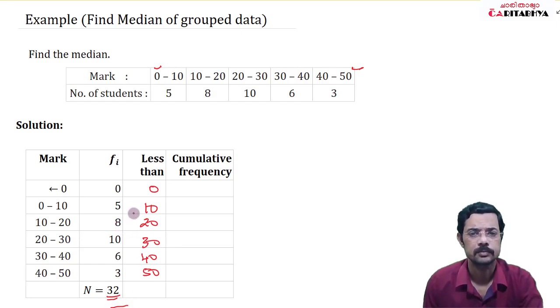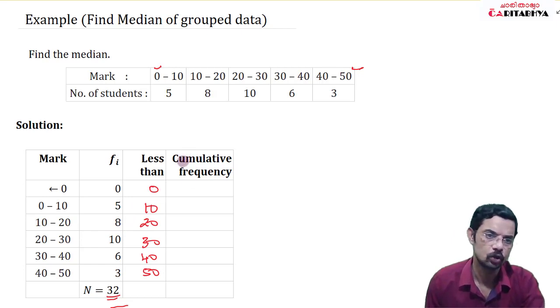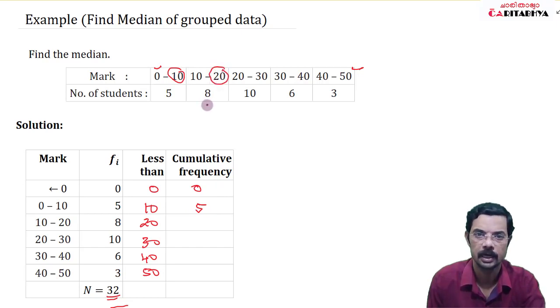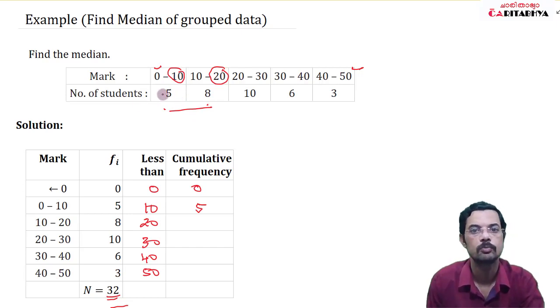Now, how to find the cumulative frequency? How many students got less than 0 marks? It is 0. How many students got less than 10 marks? It is 5, that is, between 0 and 10 there are 5 students. Same way, how many students got less than 20? It is 8 plus 5, because those who lie below 10 are also below 20.